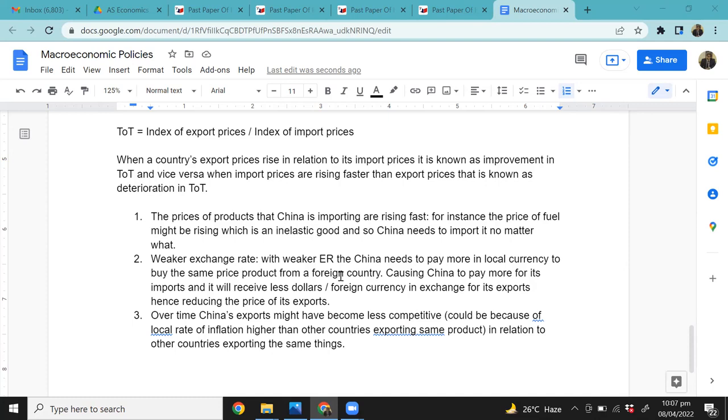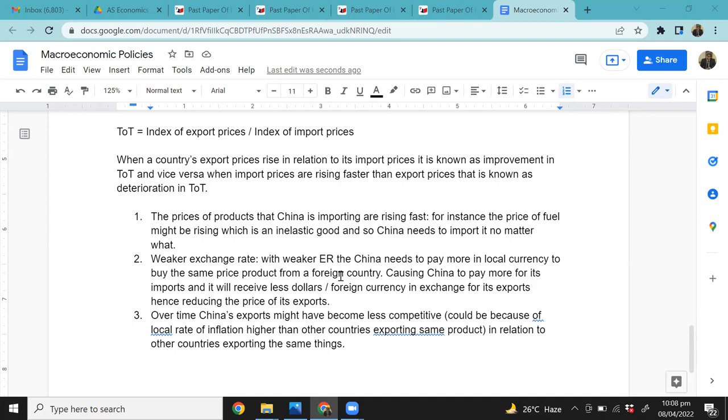Okay, so Zohan, what you are saying is that when you join a trading bloc, you remove tariffs. So tariffs are on what? Tariffs are on imported goods. So if imported goods are now cheaper because there are no tariffs, then don't you think that your terms of trade should improve rather than deteriorate?